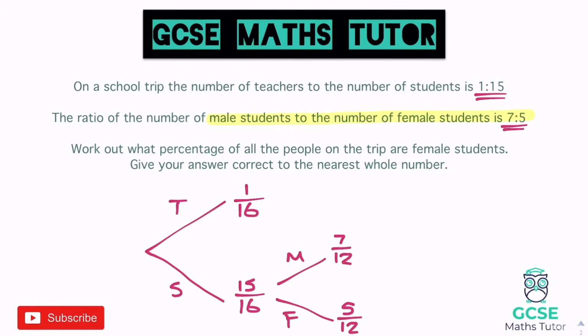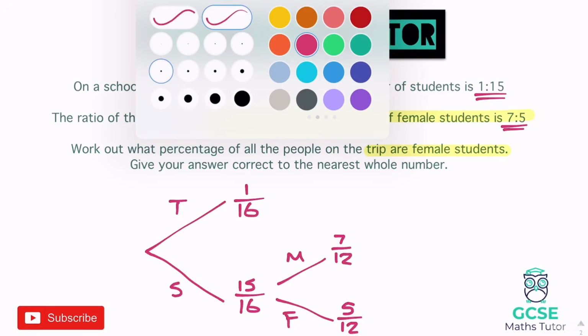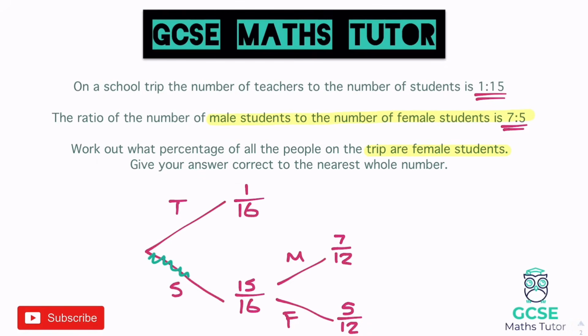And we just want to have a look at what branches we're going through for this particular question. So it says in the question, the number of people on the trip that are female students. So I can go down the student branch, through 15 over 16, and then we also want to look at the females, so down the female branch, which is 5 over 12. So again, the same process as before, we'll just multiply those two together. So we have 15 over 16, multiplied by 5 over 12.